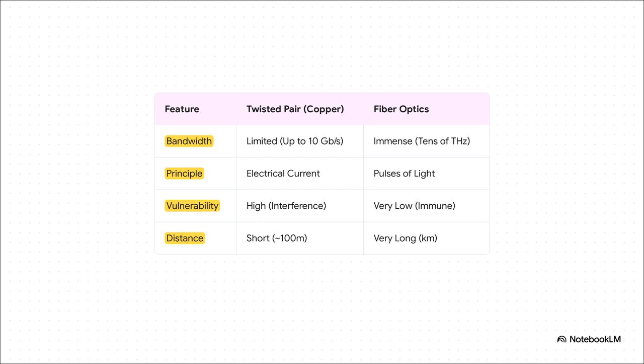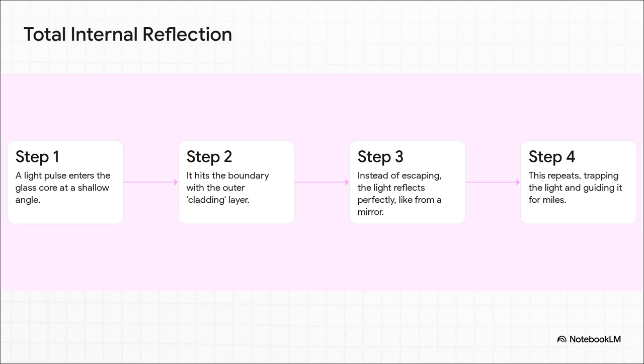Instead of electricity, it sends pulses of light. It's basically immune to interference, the signal can travel for miles and miles, and its potential bandwidth is astronomical. So how does fiber even work? It's all because of this beautiful, elegant principle from physics called total internal reflection.